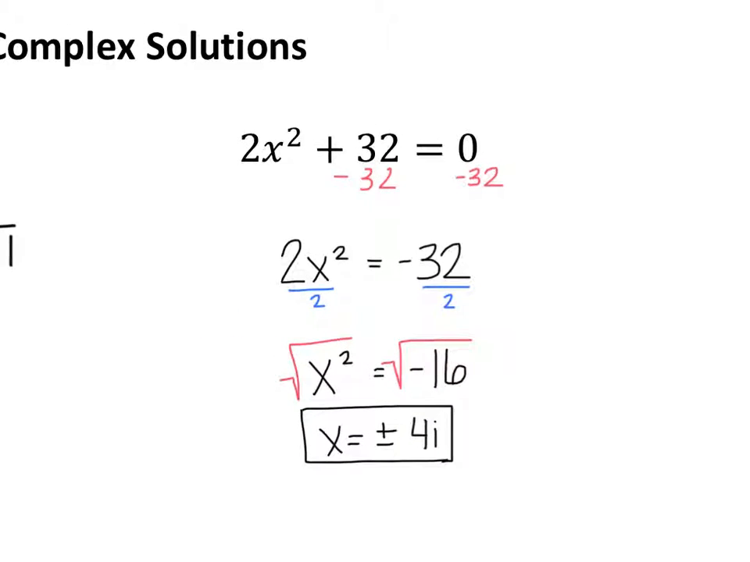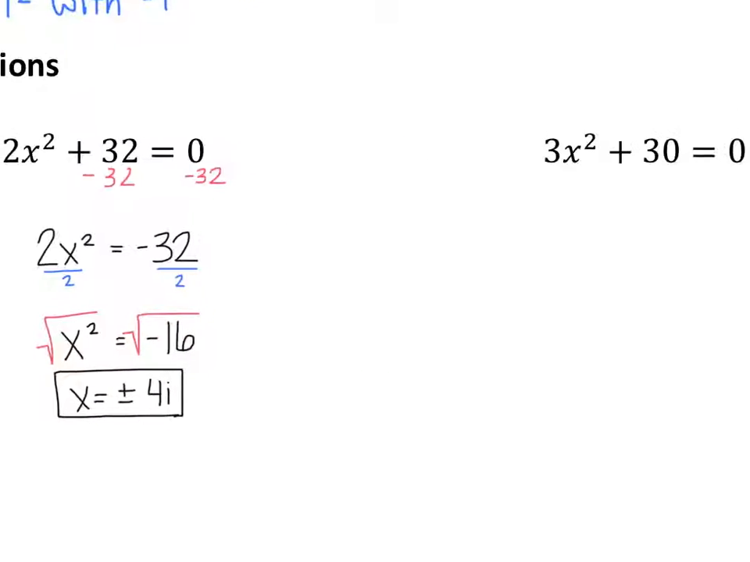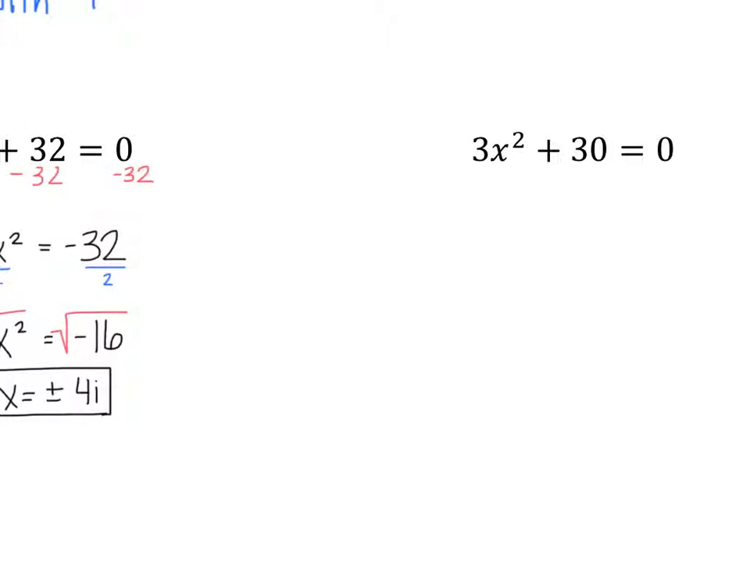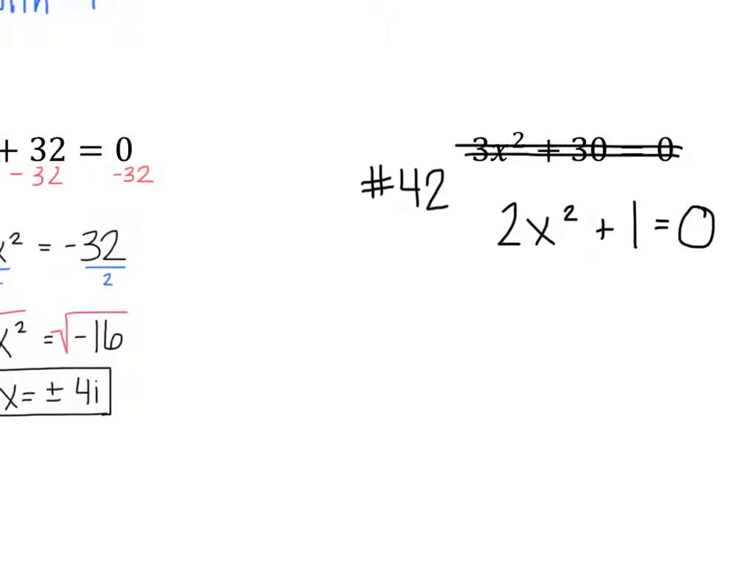Now, similar to what I did yesterday, I'm actually going to change the last problem that we're doing. We are going to do one of them from your homework. So after we do this, you can just copy down the answer to your homework. We're going to do number 42 from your homework. Number 42 is 2x squared plus 1 equals 0. So how would you start this?